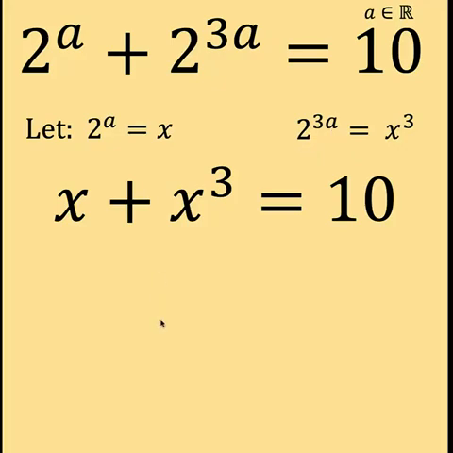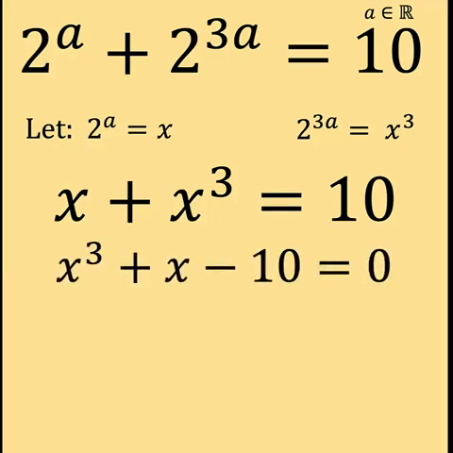Next, let's rewrite this equation in descending order of power and make the right side equal to 0 by subtracting 10 from both sides of the equation, and this is now our result. This is a cubic equation, and we expect to get 3 roots. Those 3 roots could be a combination of real and imaginary roots. But in this problem, we are only after the real values of a.